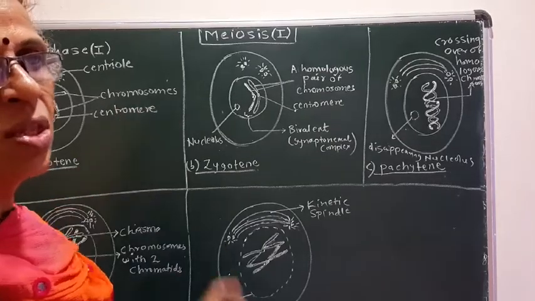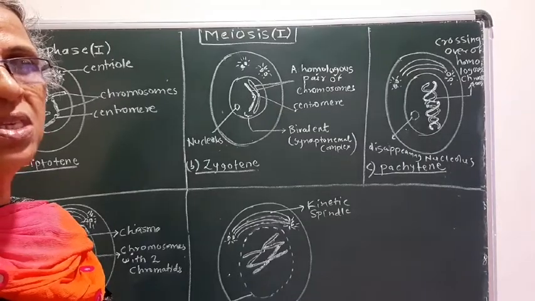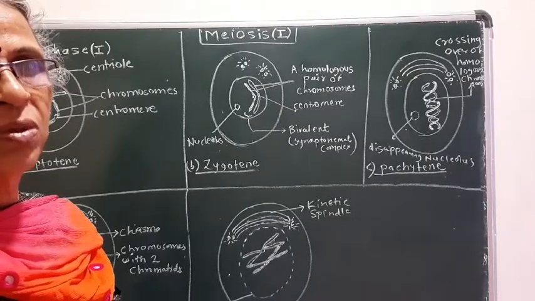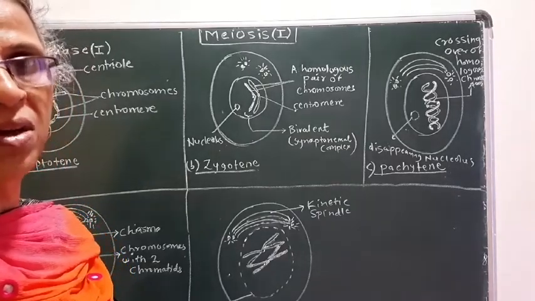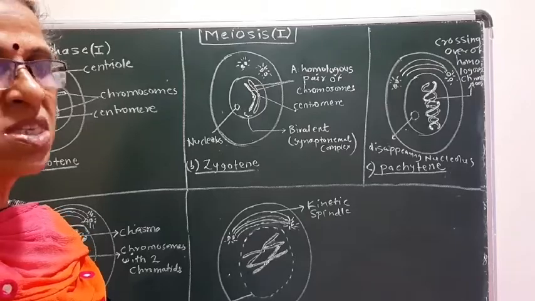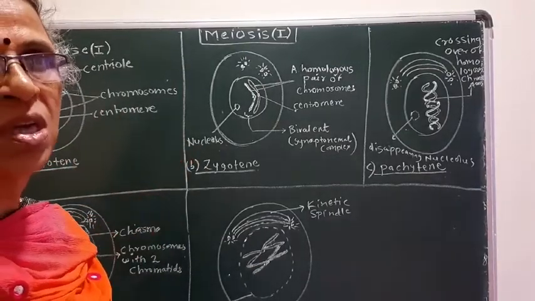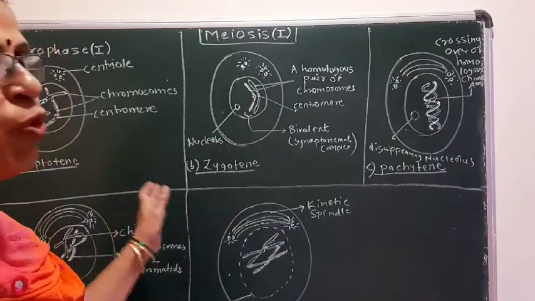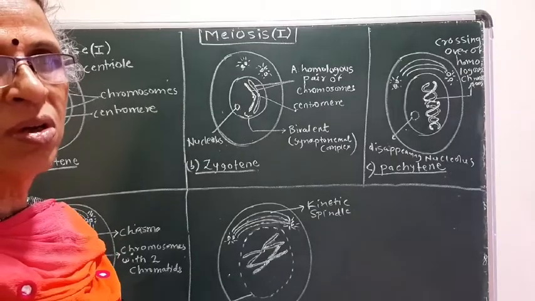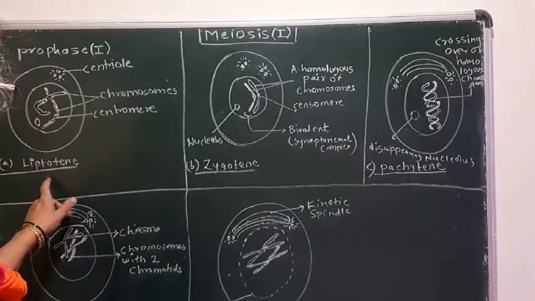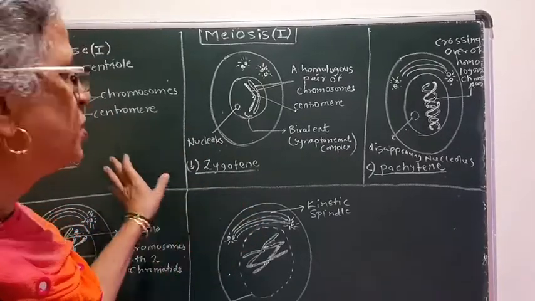Whenever the cell is not in the dividing stage, the chromatin material is always in the form of a bunch of thread-like fibers, that is, the chromatin network. They are not in an organized manner. Followed? Whenever the division starts, the chromosomes get organized. And before prophase there is always a phase known as interphase, which is a preparatory phase for cell division. So in leptotene the condensation of chromosomes starts and they become compact. That is the first thing that happens.